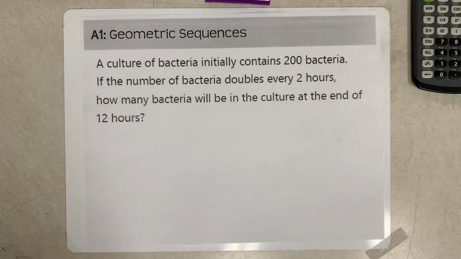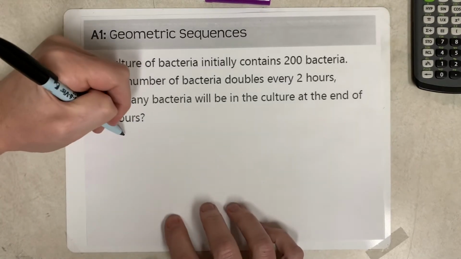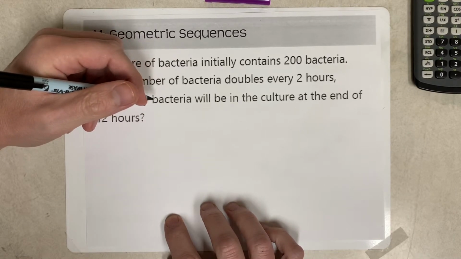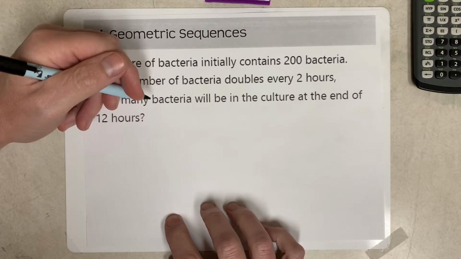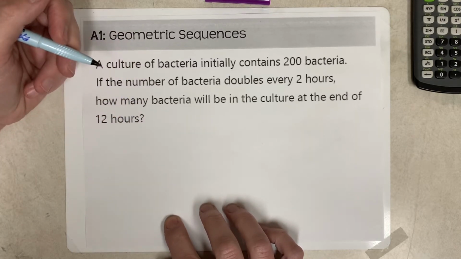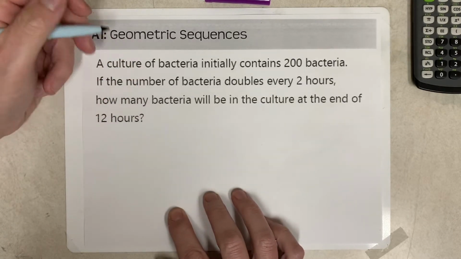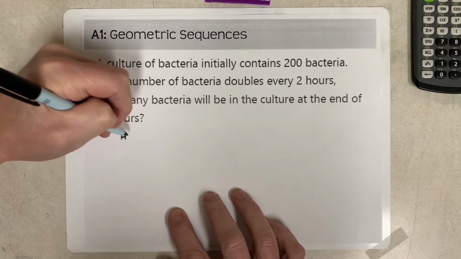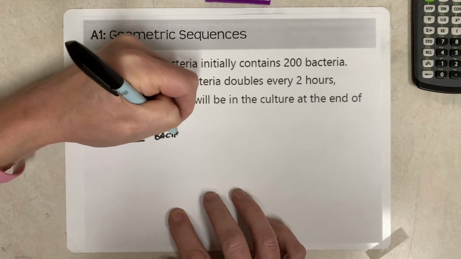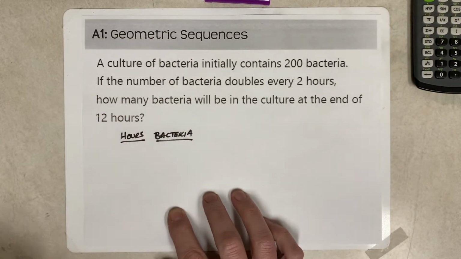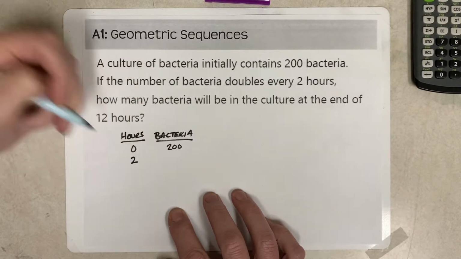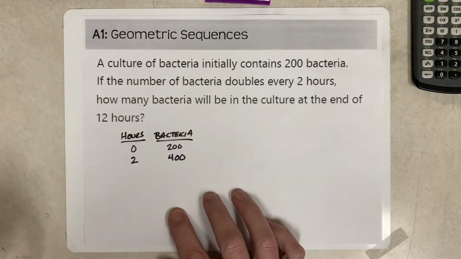This one's tricky because at 0 hours, a sub 0, right? We don't really like to use 0 as a term number. We like to use 1. But if you think about this, it actually has 200 bacteria at the beginning, and it doubles every 2 hours. So let's do this. Let's say it's 0 hours. Let's make a t-table, hours. And then let's do bacteria. Okay, so for hours, at 0 hours, there's 200 bacteria. At 2 hours, there's 400, because it doubles every 2 hours.